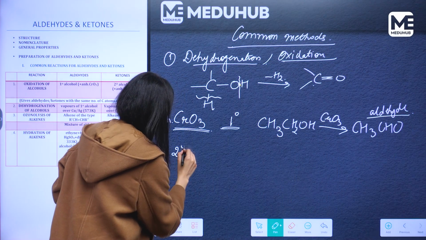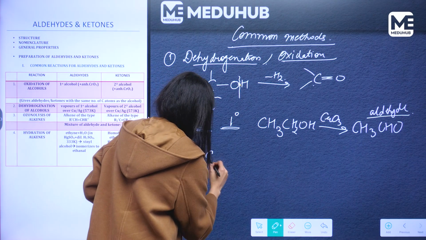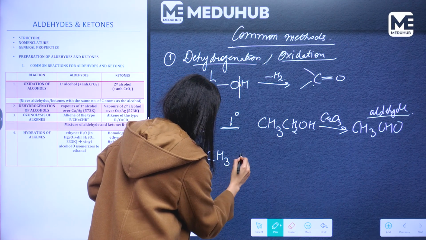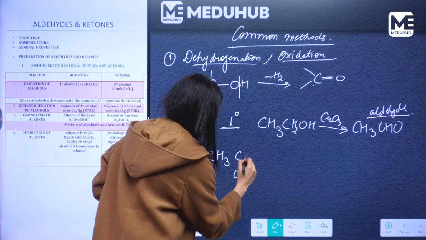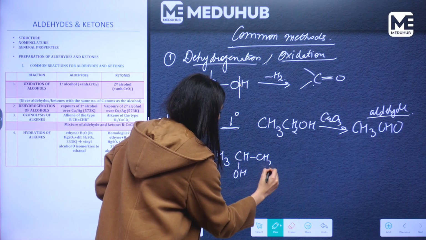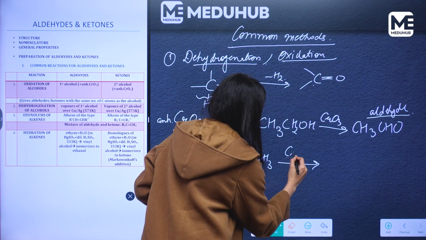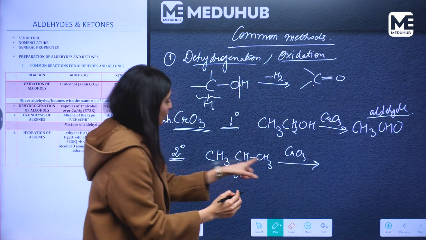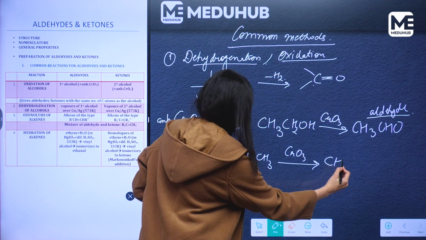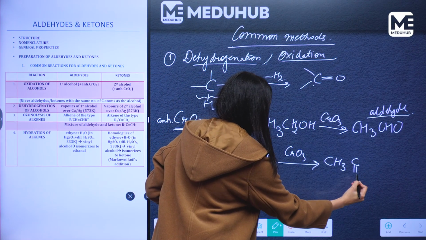Whereas if we have a secondary alcohol like this one, this on reaction with CrO3 will give us a ketone, CH3, C double bond O.